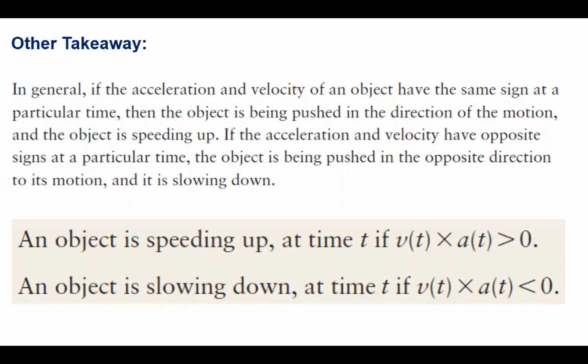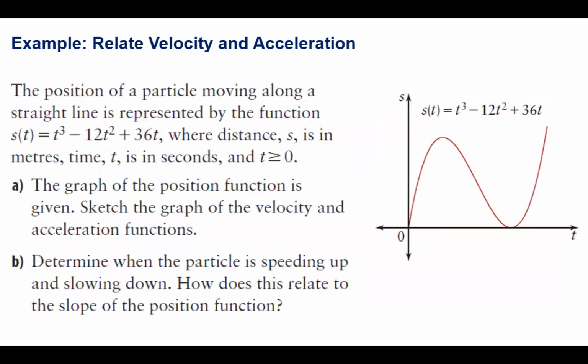Okay, so next, let's have a look at another example. Relate velocity and acceleration. The position of a particle moving along a straight line is represented by this function: s(t) equals t cubed minus 12t squared plus 36t, where distance s is in meters, time t is in seconds, and t is greater than or equal to 0. The graph of this position function is given. Sketch the graph of the velocity and acceleration functions, and then determine when the particle is speeding up and slowing down.